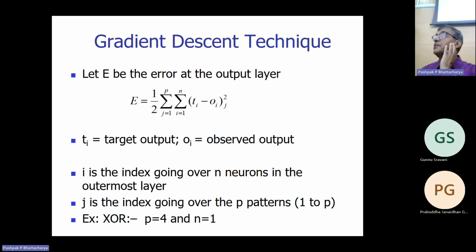If you're wondering why probability distribution, what has probability got to do with AI? Probability has got everything to do with AI, because the power of AI computing systems comes from dealing with uncertainty, and it is a requirement for AI systems to be able to deal with uncertainty. So here is the notation: Ti is target output, Oi is observed output, i is the index going over n neurons in the outermost layer, j is the index going over P patterns, input-output patterns. XOR has P equal to 4. There are 4 patterns, input-output pairs, and n is only 1.